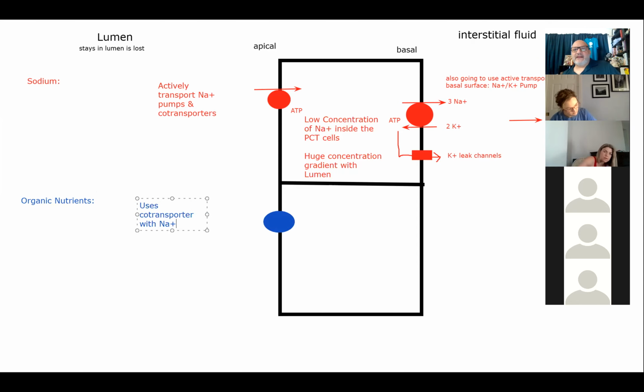So again, now that we set up this concentration gradient, sodium really, really wants to come into the cell. And so we say, okay, sodium, you can come into the cell. But when you do that, you have to do some work for us. You're going to need to bring something else in with it. That something else is going to be something like a glucose or an amino acid or nucleic acid or any of those other types of organic nutrients that need to be brought back in.